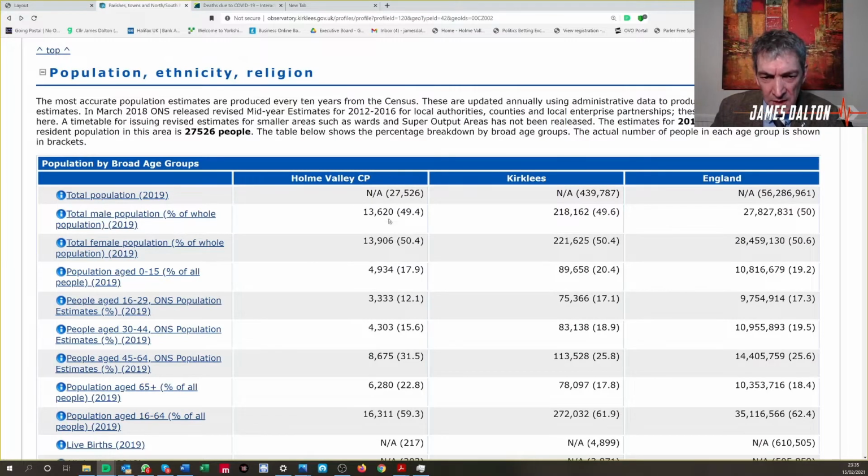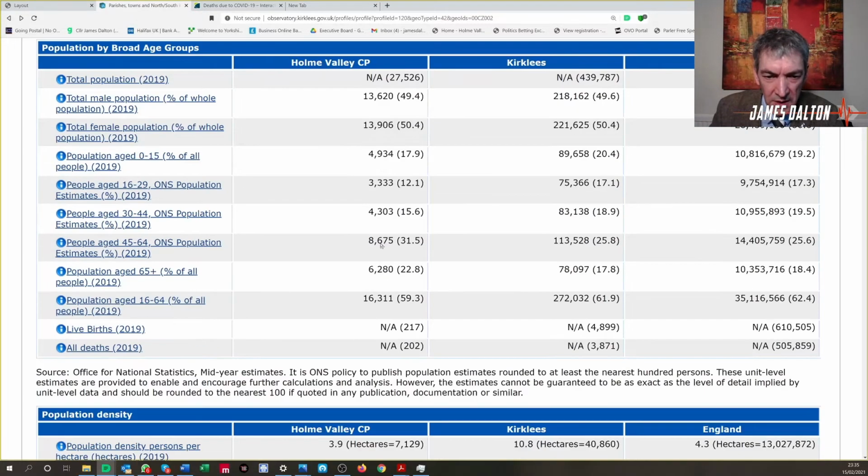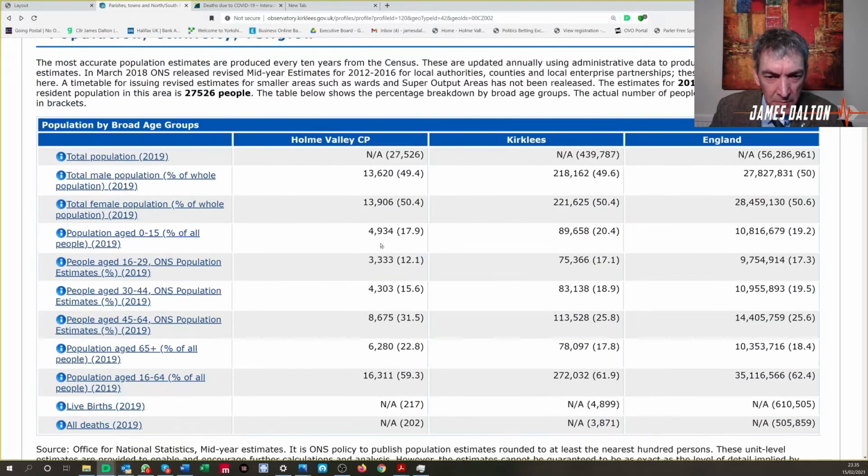A roughly equal breakdown, slightly more females than males. Typical of data sites, they often get numbers wrong. They are, in fact, I've checked them, 50.5 and 49.5. Yes, we've got a population of 27,526, and just slightly more than half are ladies. Worth noting here the age breakdown as well.